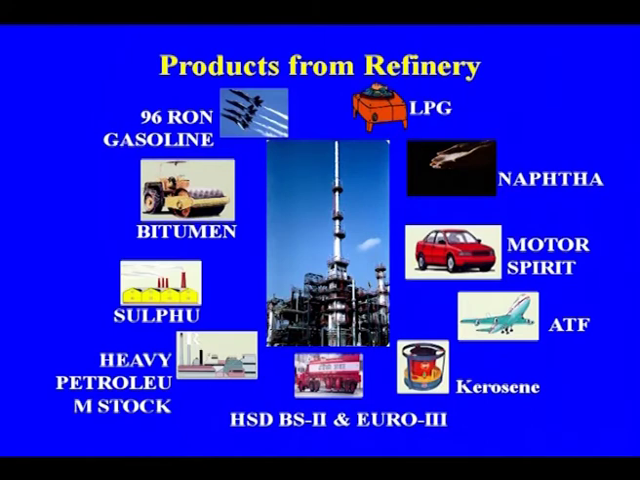Aviation turbine fuel we are using, and kerosene. Still a huge amount of kerosene is being used for illumination purposes, especially in rural areas, because electricity is not available 24 hours. So, people are using a lot of kerosene for illumination purposes as a fuel, and then the heavy petroleum stock like bitumen we are using in the making of roads. So, these are some of the products which are directly used.